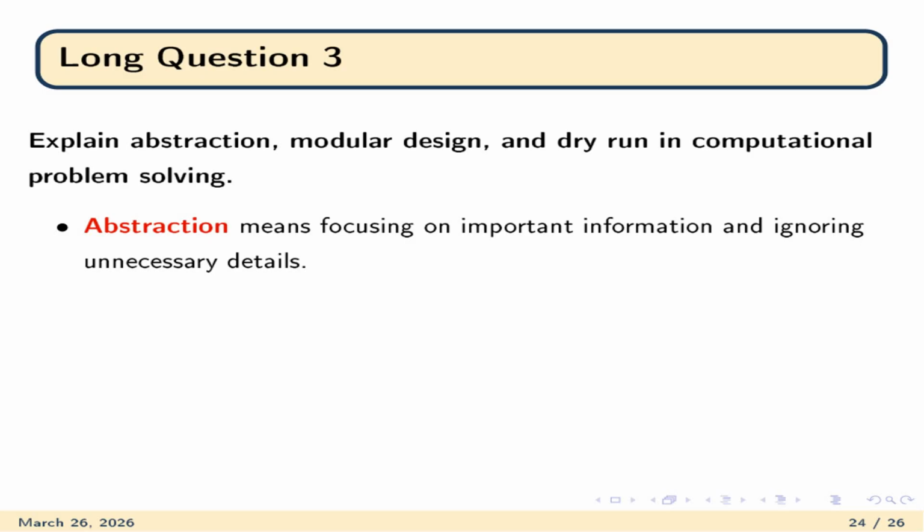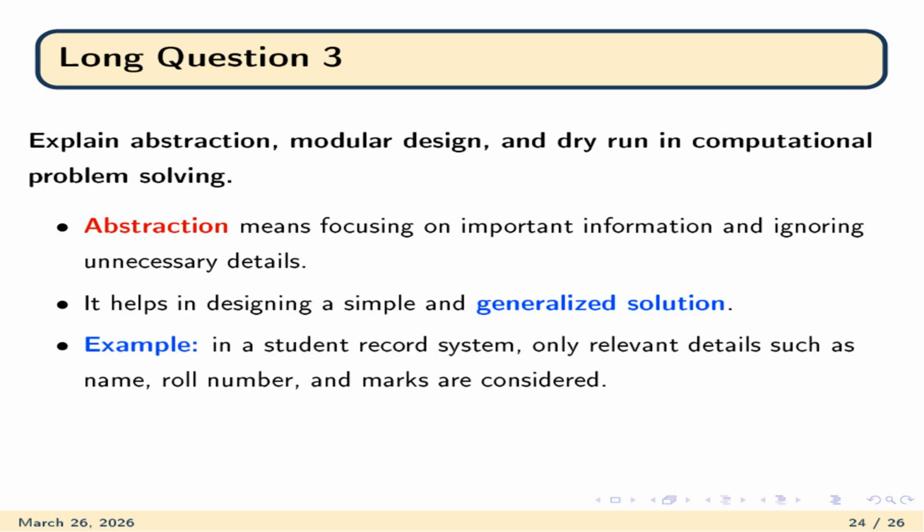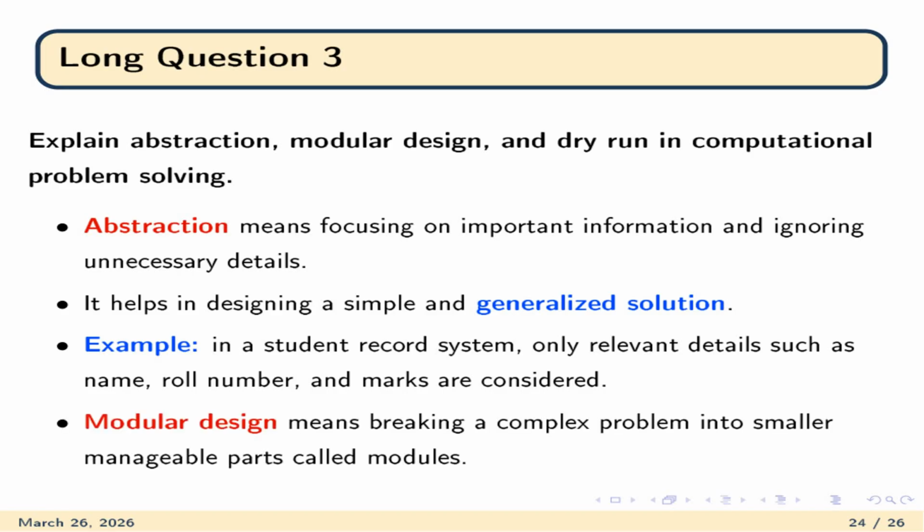Question number 3, explain abstraction, modular design, and dry run in computational problem solving. Abstraction means focusing on important information and ignoring unnecessary details. It helps in designing a simple and generalized solution. Example, in a student record system, only relevant details such as name, roll number, and marks are considered.